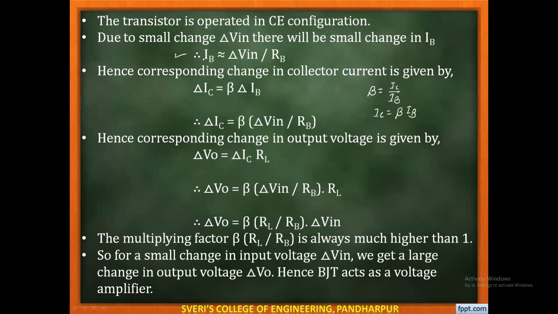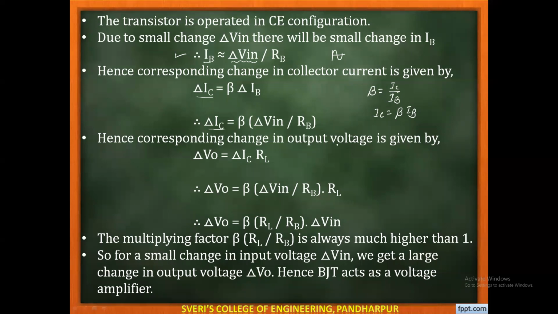So if the base current changes, what causes the base current to change? The input voltage. The input voltage is a sine waveform. Am I right? It's a sine voltage. When the input voltage changes, the base current will change. And as the base current changes, as you know the current amplification factor in a common emitter configuration, the collector current also changes. And this change in collector current we can write as beta times IB. And that IB means what? Change in input voltage divided by RB.